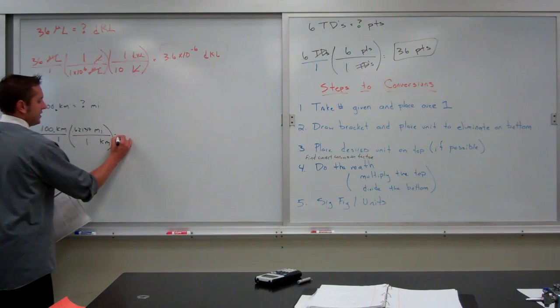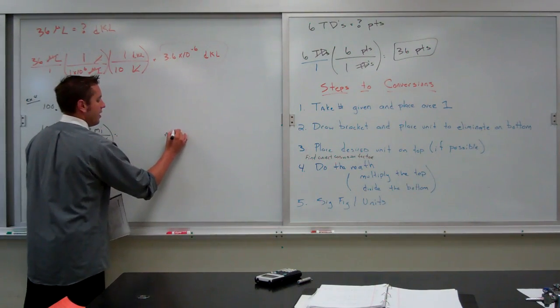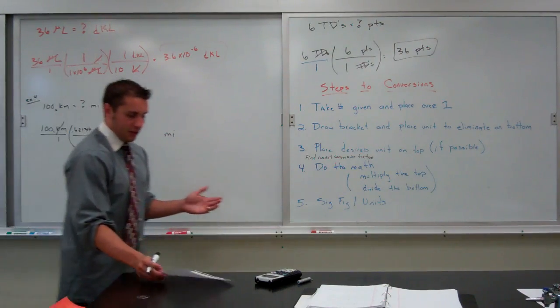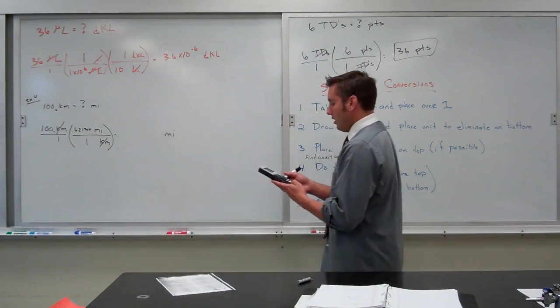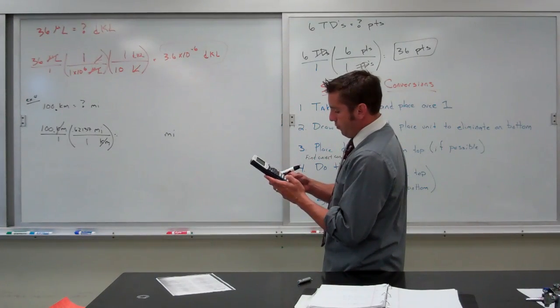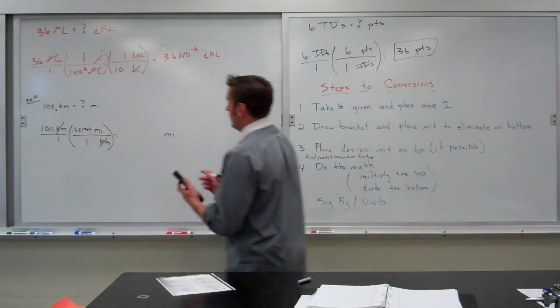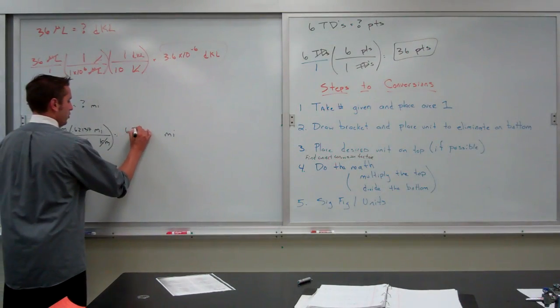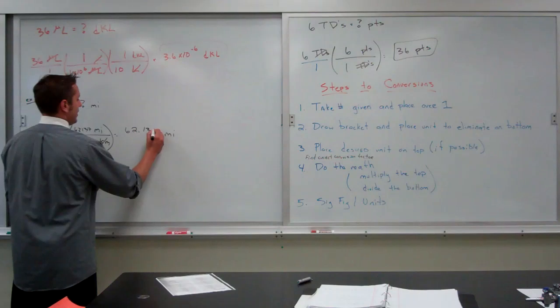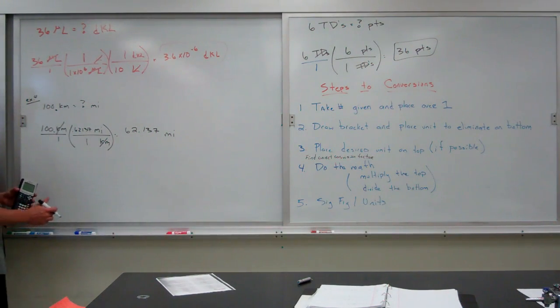Now we do the math and the sig figs. Units cancel, leaving us with miles. I have to multiply what's on top, 100 times 0.62137. My calc says 62.137 miles.